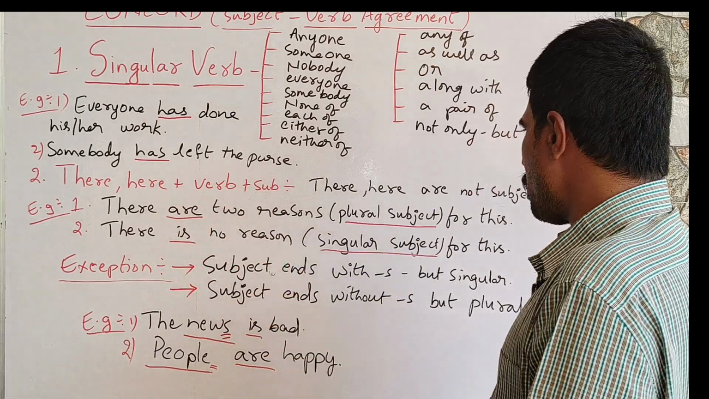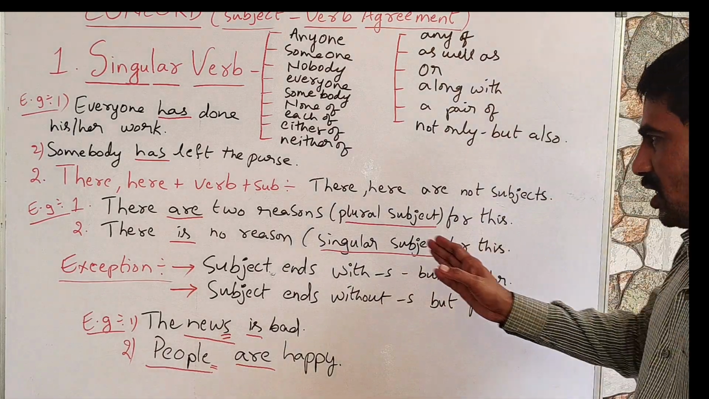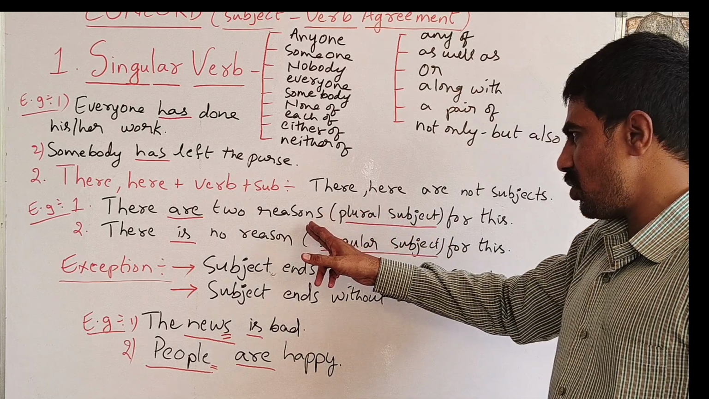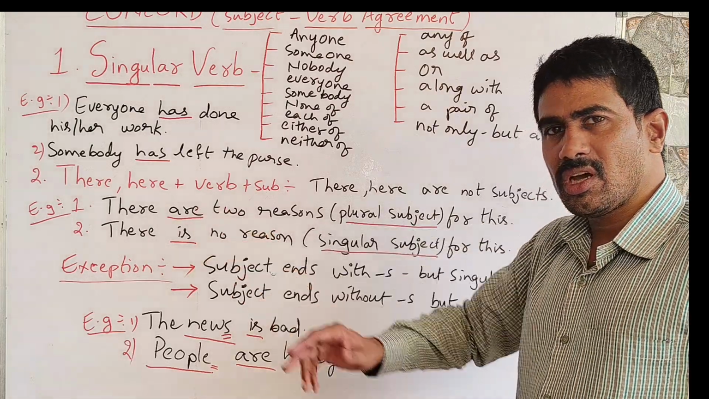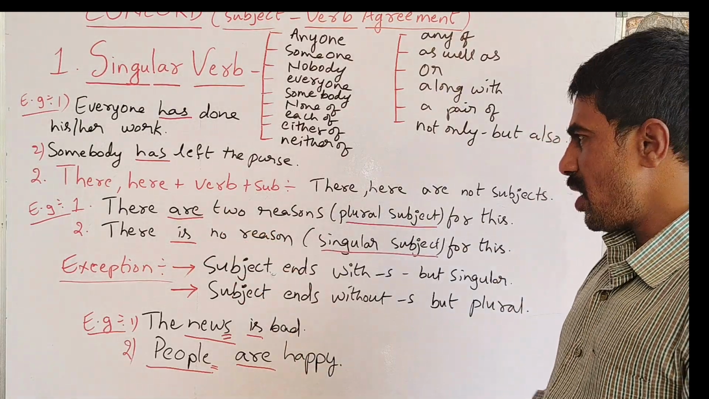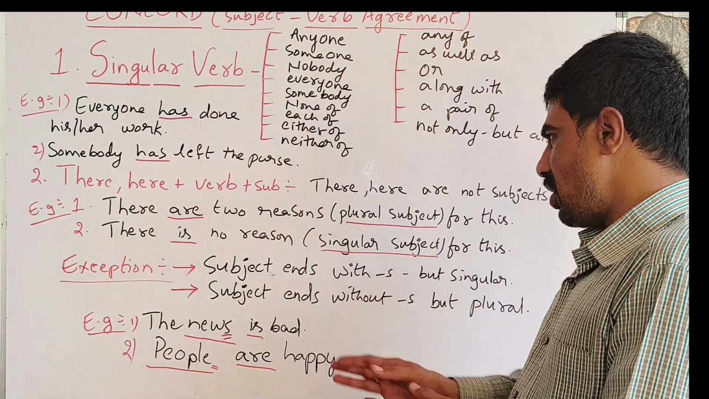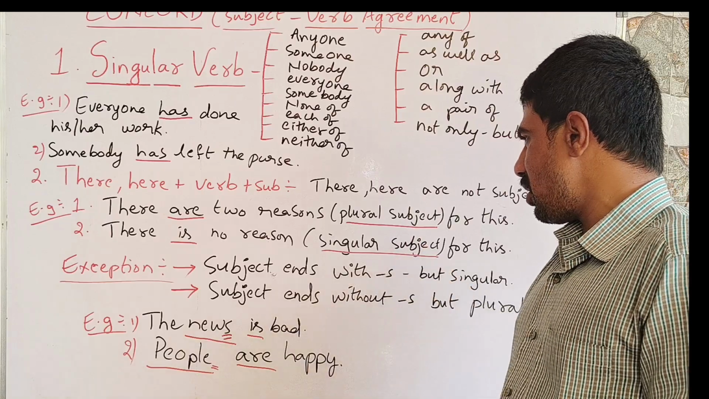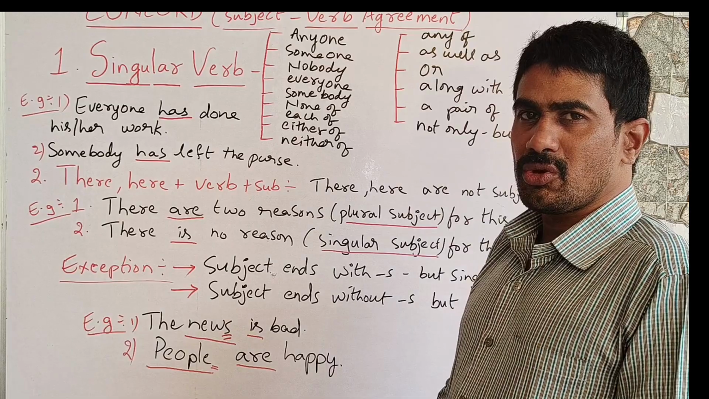So when we use these there and here, how are we going to get here? There are two reasons for this. When I say there are two reasons, there are is used because reasons is the plural subject, and we have used the plural verb here. And then if you come here, there is no reason. Here reason is singular, the noun is singular, so we use a singular subject. Since it is a singular subject, we use the singular verb.